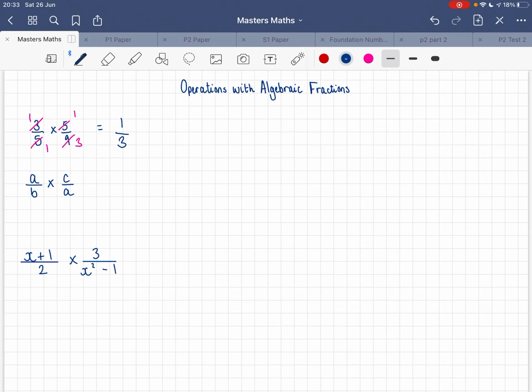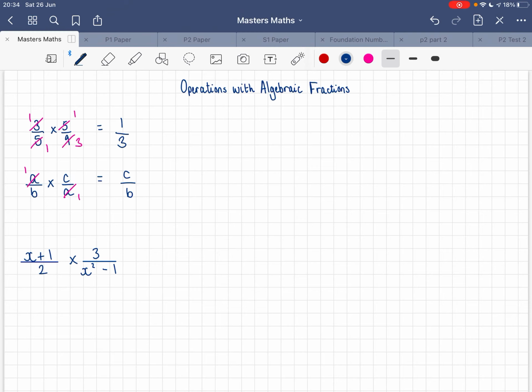Obviously not so big a deal when you're dealing with numbers. I'm sure we could have simplified 15 over 45 pretty easily. But as your algebra gets more complicated, it makes sense to do any simplifying before you even begin to multiply the fractions together. So here we've got a over b multiplied by c over a. So again, we can pre-simplify by dividing the a's by a, giving us just 1. And then that becomes 1 times c is c over b times 1 is b. Again, easier than multiplying it all together at first and then simplifying at the end.